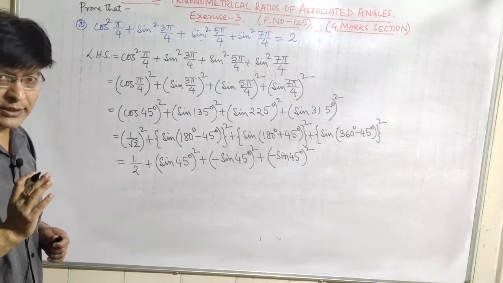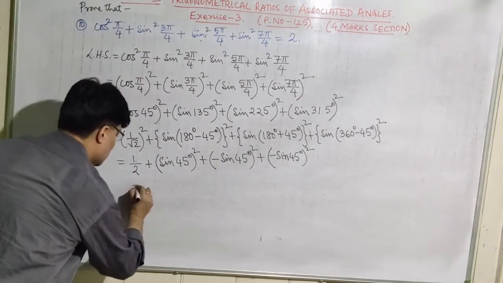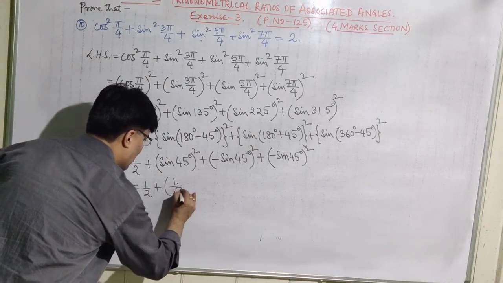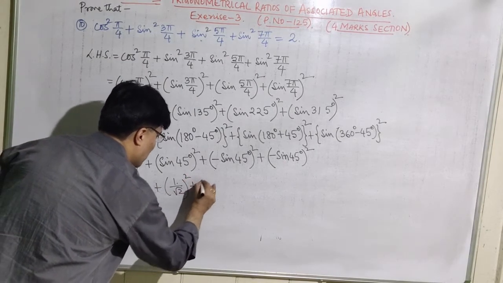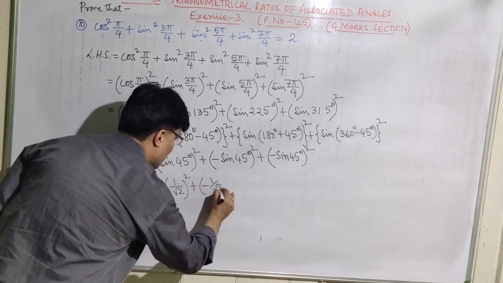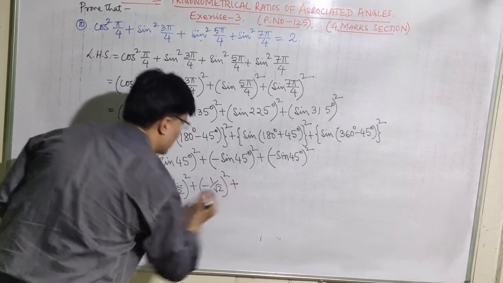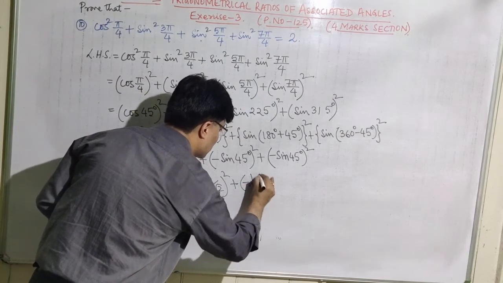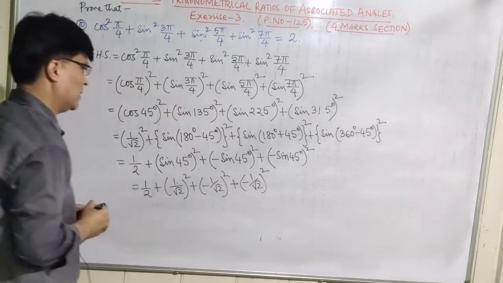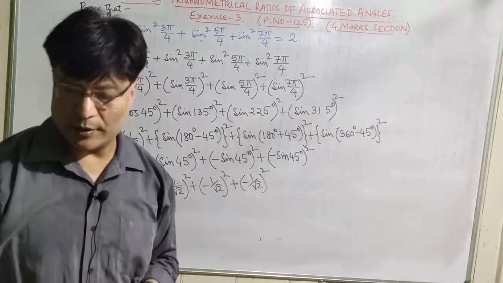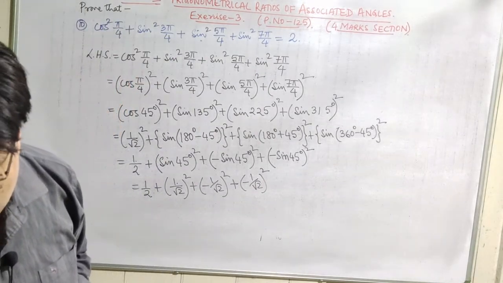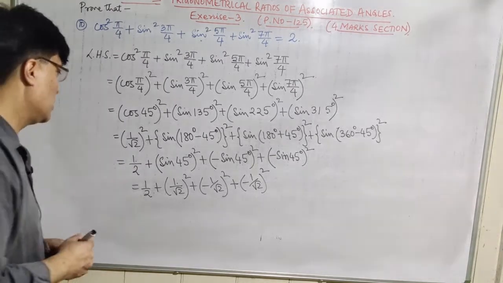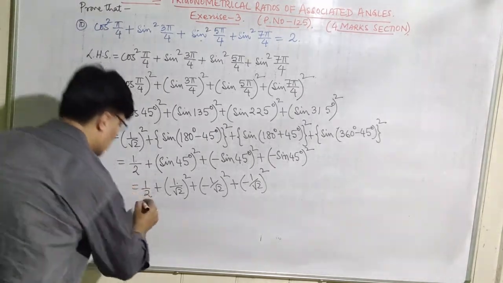So I think you have understood it. Okay, so which is equal to, this is half plus this is 1 upon root 2 whole square plus minus 1 by root 2 whole square plus, similarly, what is here? It is minus 1 by root 2 whole square. So I think you have understood it. So let us simplify it further now. So what will be the further simplification here?